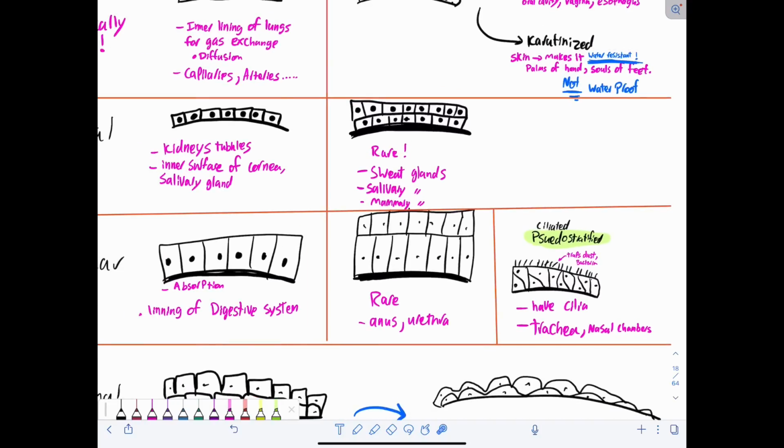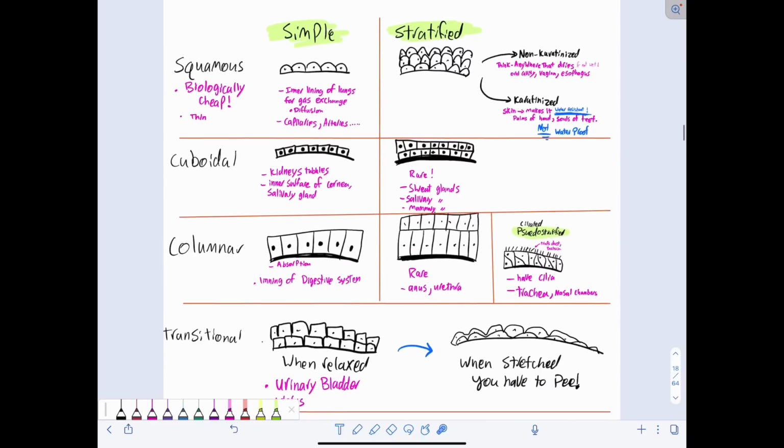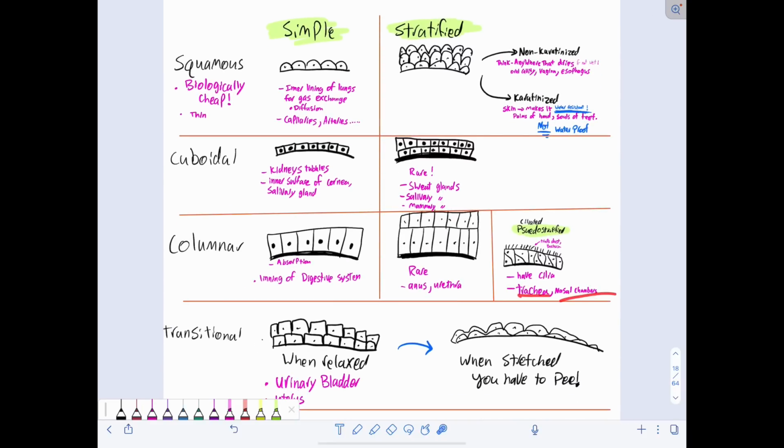So a perfect example of pseudostratified epithelial tissue is found in the trachea. And more specifically, these cells have structures called cilia, so they are called ciliated pseudostratified columnar epithelial tissue. So they're found in the trachea and nasal chambers.